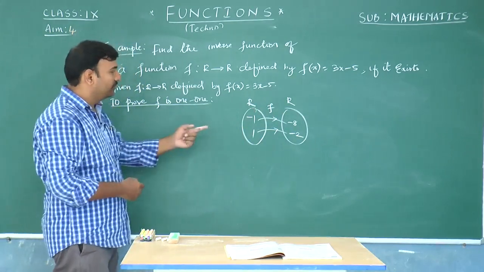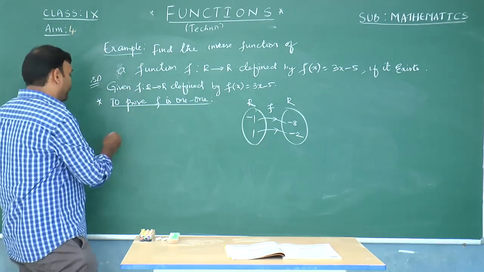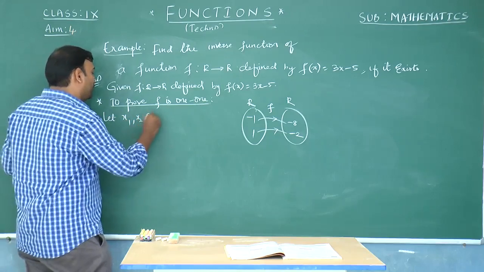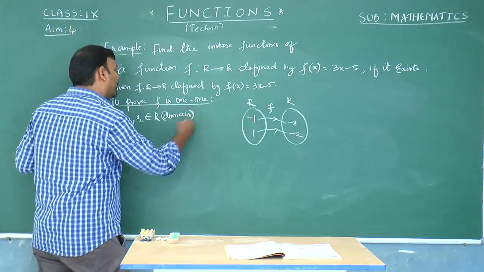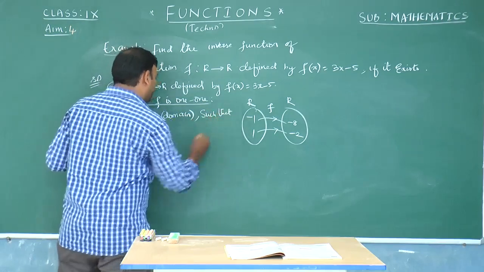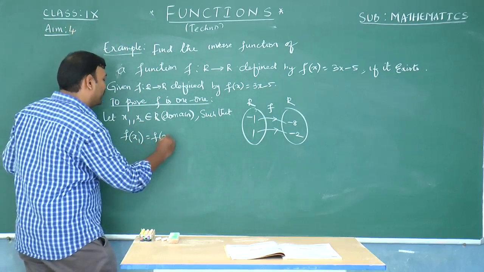As it is observed that the function is one-to-one, let us go with the property. Let x1 and x2 be two elements from the domain R such that we take their images equal, that is, f of x1 is equal to f of x2.